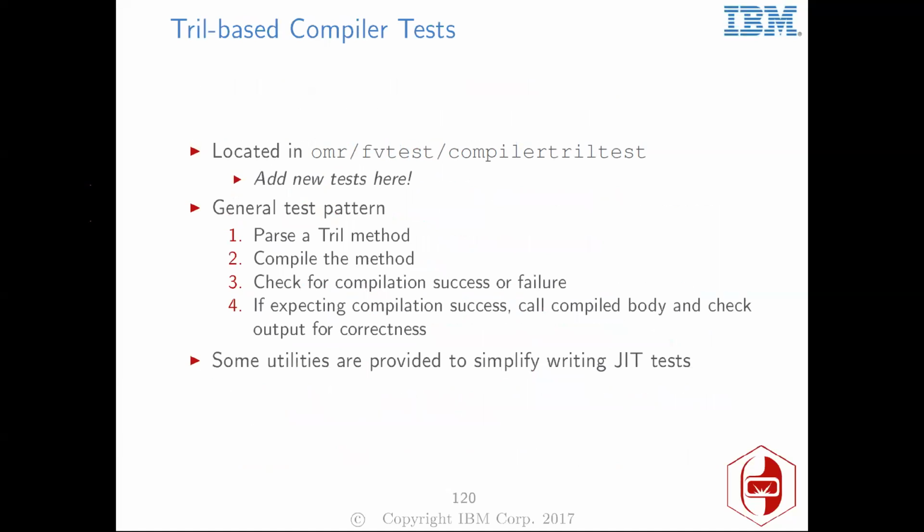Currently, as I've already mentioned, there are a few of these that are implemented. These are in the OMR FV-test compiler Tril test directory. The name is not great, but that's what we have right now. If you were to add your own tests, which I really hope you will at some point, this is where the tests would go. All the tests in here have the general pattern of parsing a Tril method, compiling the method, and if compilation succeeds, we call the compiled body. And if not, well, we continue.